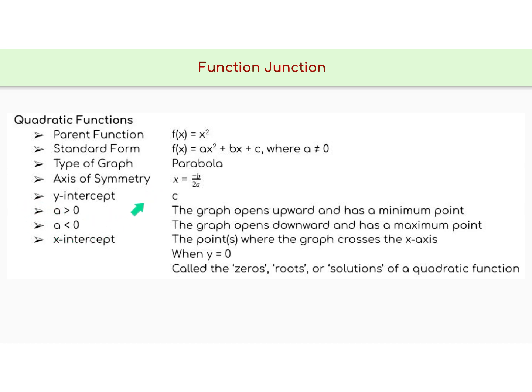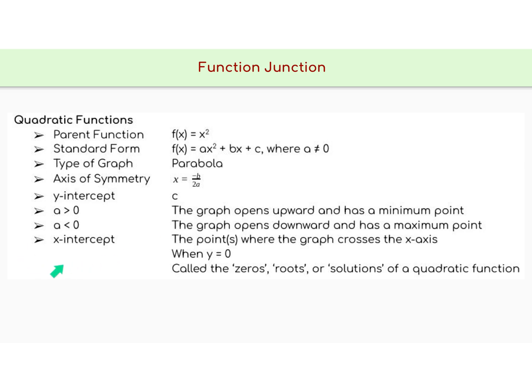Our y-intercept is c, and that comes from our standard form of our equation. When a is greater than 0, so a is again represented by the a in our standard form, the graph opens upward and has a minimum point. When a is less than 0, the graph opens downward and has a maximum point.